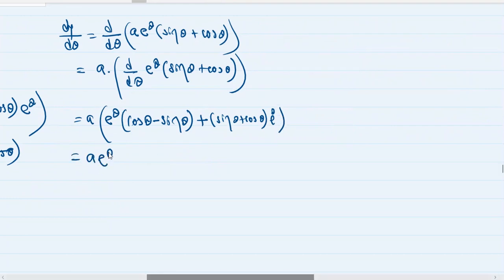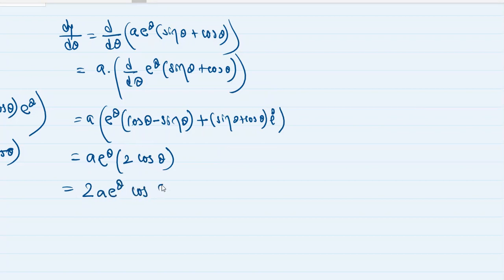So a e raised to theta bracket sine theta cancels, so we get 2 cos theta over here. So we get 2a e raised to theta cos theta as dy by d theta. So we get dy by dx as dy by d theta upon dx by d theta.